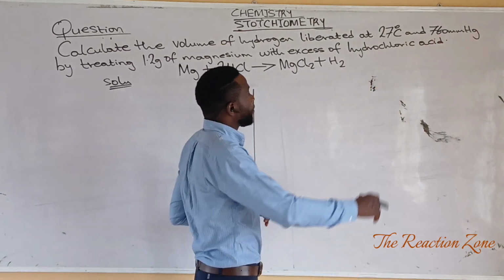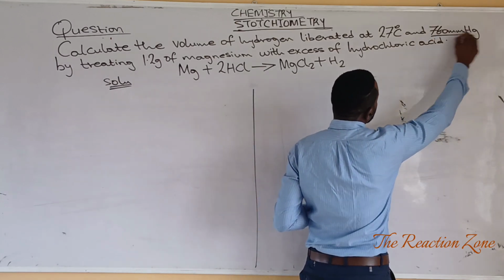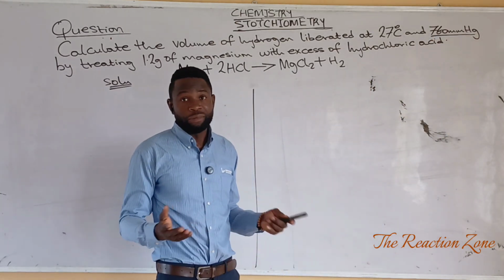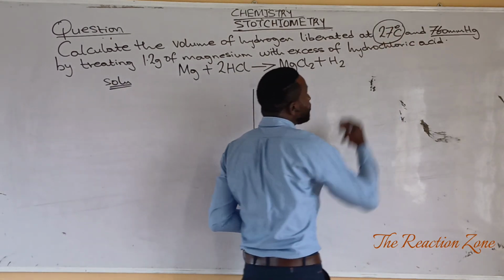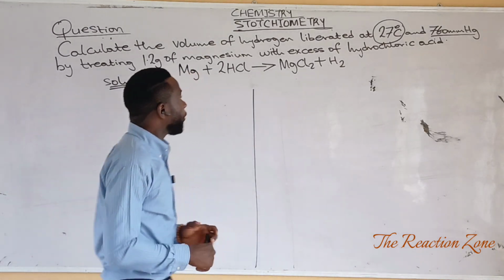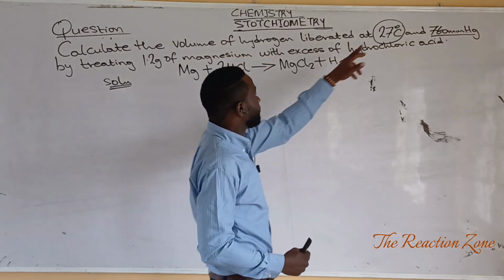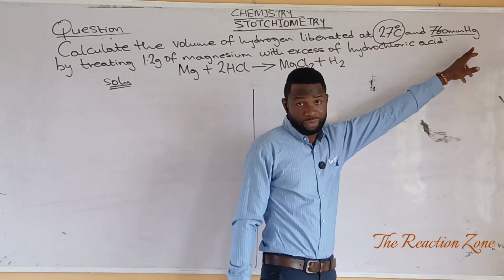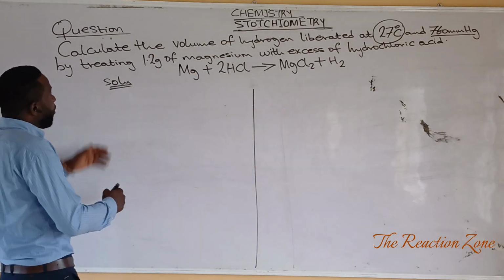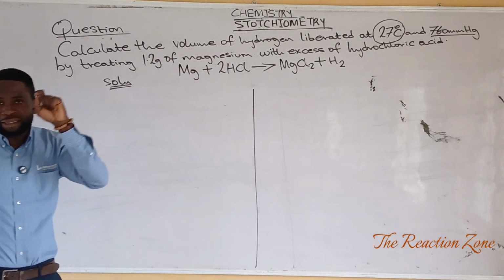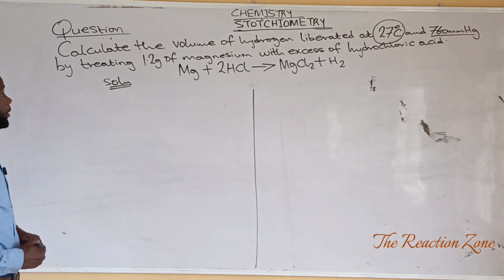Now, when we look at the value of temperature and pressure in the question, the value of pressure is standard pressure in millimeters mercury. But this value of temperature is not standard temperature. So before we can find the volume of hydrogen that is going to be liberated at this particular temperature and this particular pressure, we need to first of all find the volume of hydrogen that will be liberated by 1.2 grams of magnesium at standard temperature and pressure. So that's the first thing we need to find before we can get the answer to the question.